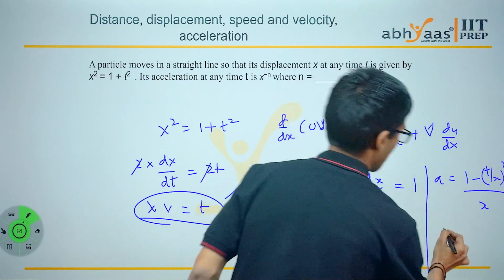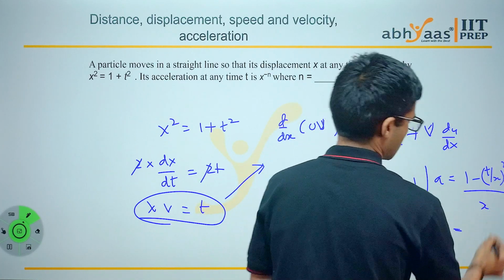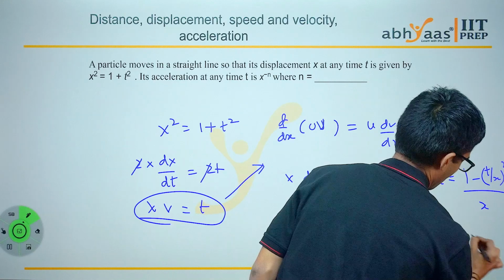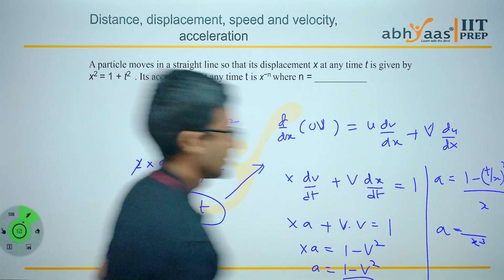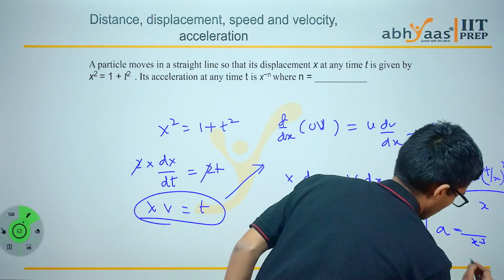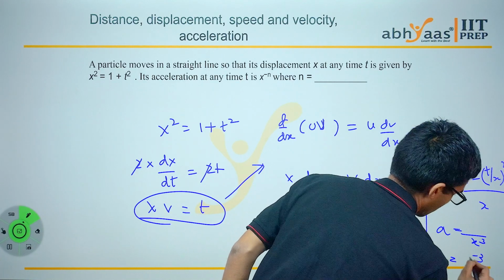So now what are you getting? If you multiply this, you will get x cube in the denominator, so that will be in the form of x power minus 3. A is related to x power minus 3. Something will be there.